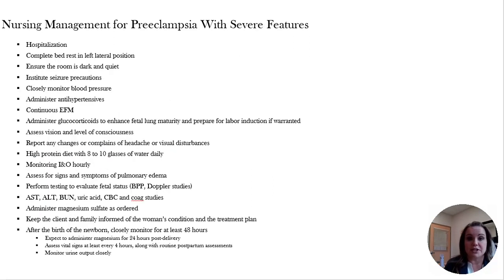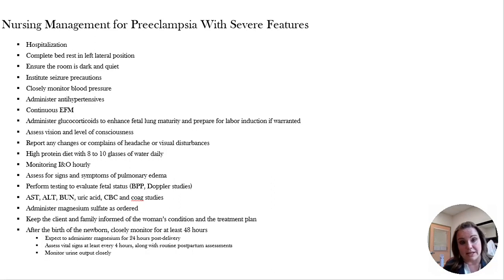With severe features, now it's a whole different ballgame. So these patients are hospitalized, on bed rest, in a dark room, with seizure precautions, antihypertensives. So that's going to be IV hydralazine or labetalol, glucocorticosteroids to enhance fetal lung maturity, continuous fetal monitoring, and then close assessments of level of consciousness, headaches, vision changes, things like that. Hourly I&O because we're worried about kidney damage, right, and fluid overload.